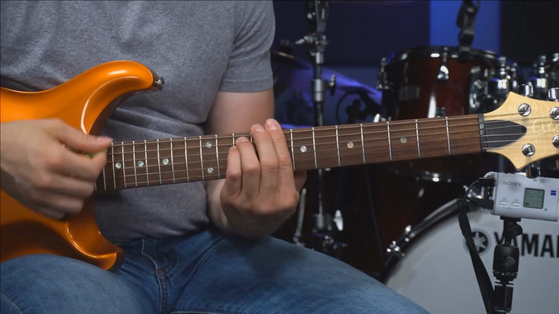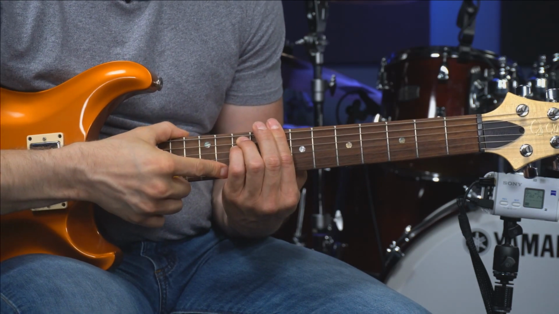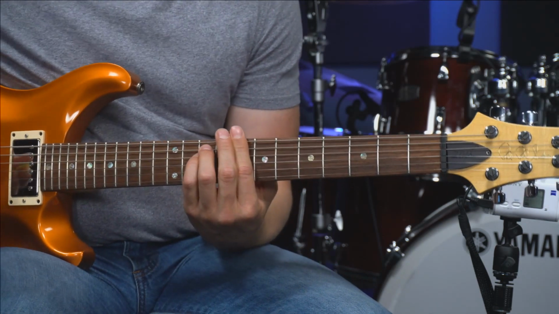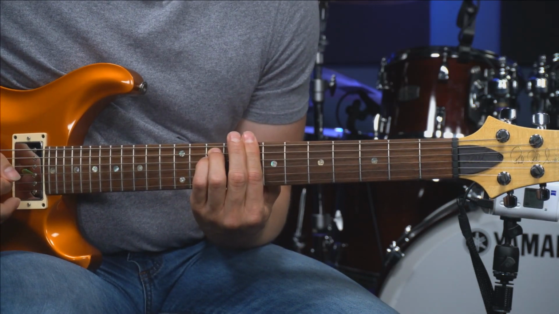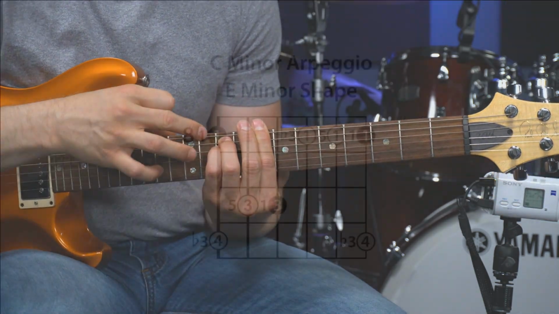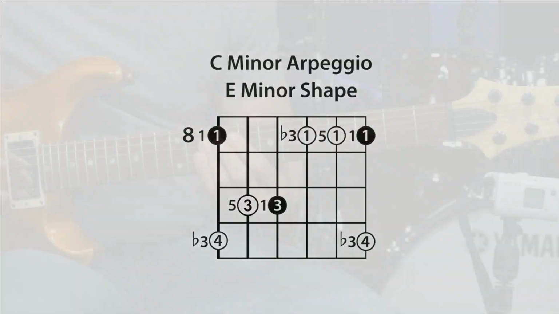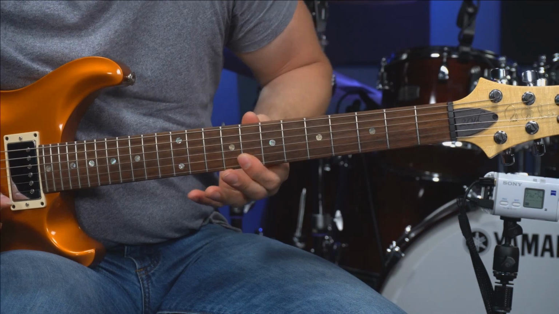And if you add in some thirds here and here, that's the next graphic. You're going to see them labeled. This is a C minor arpeggio, an E minor shape. All we're doing is adding the thirds in. A lower third and a lower third here. So you have 1, lower third, 5th, 1, lower third, 5th, 1, lower third.